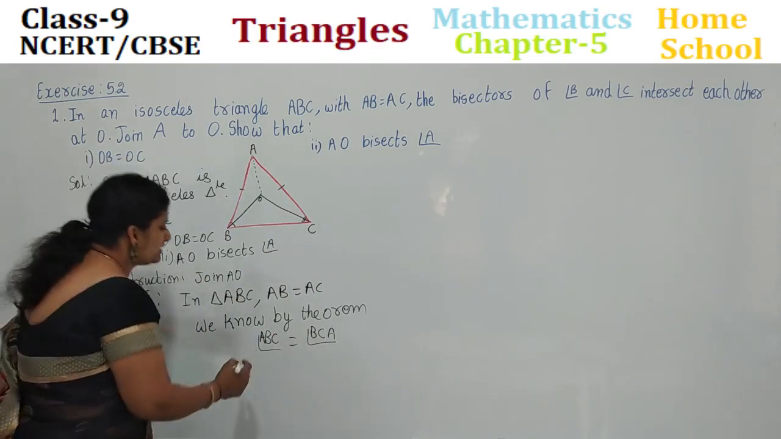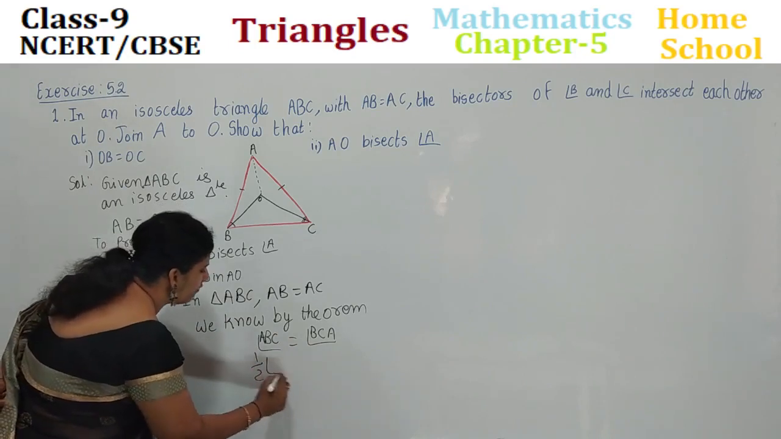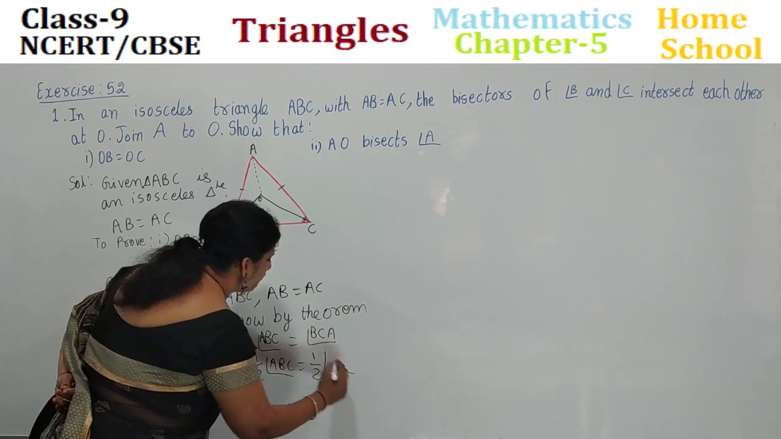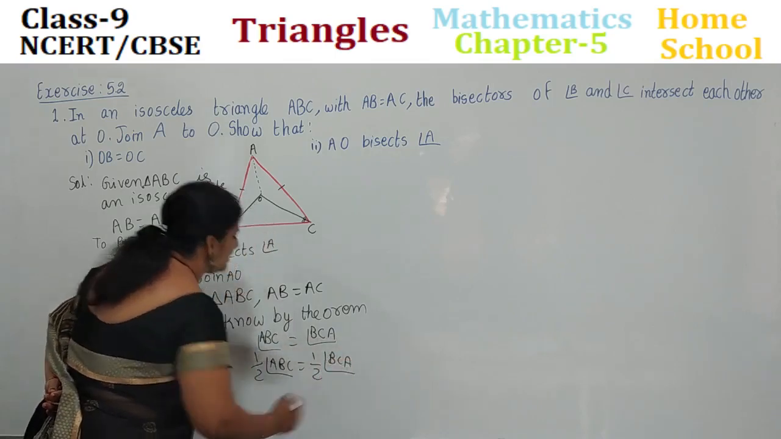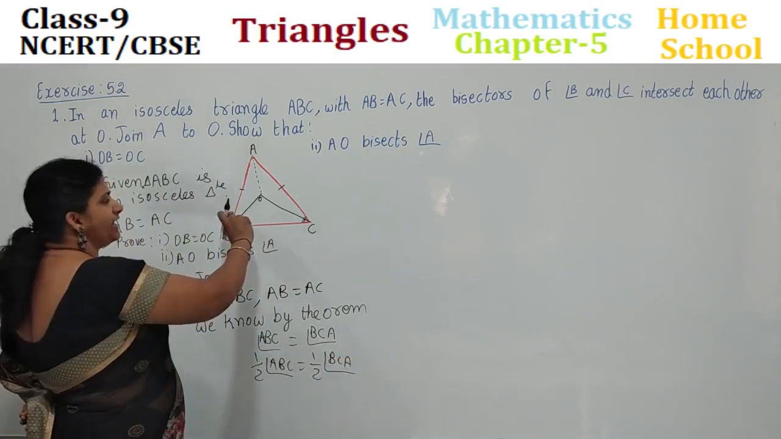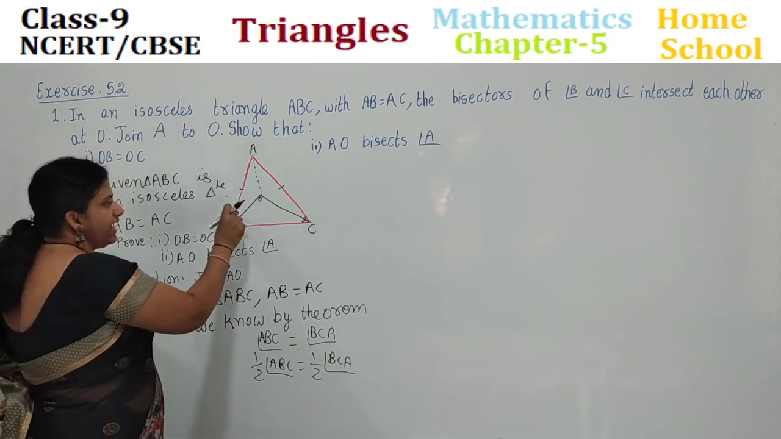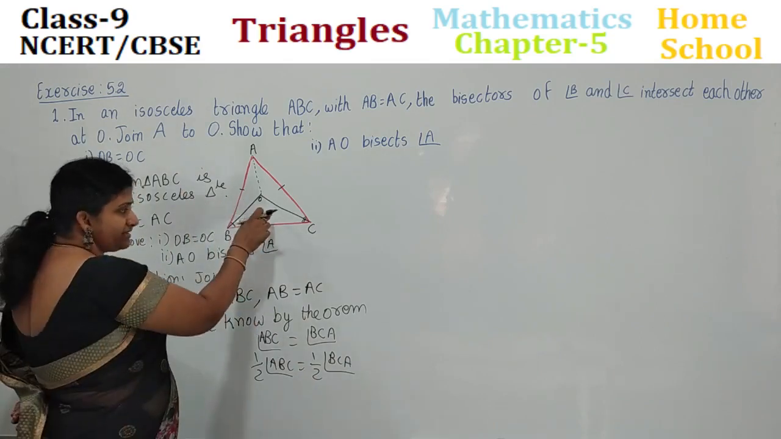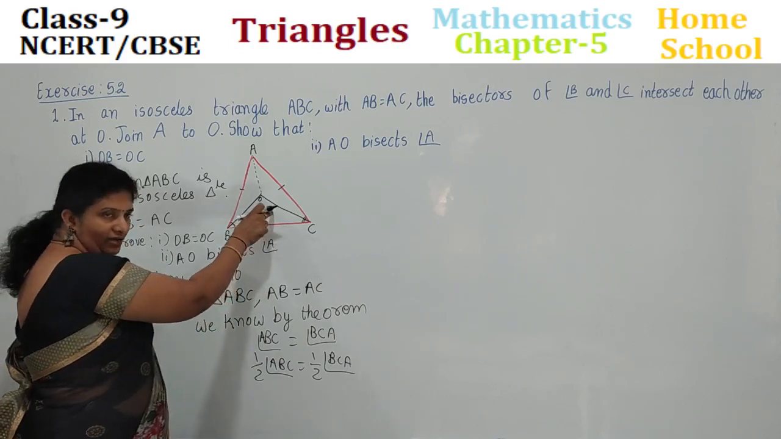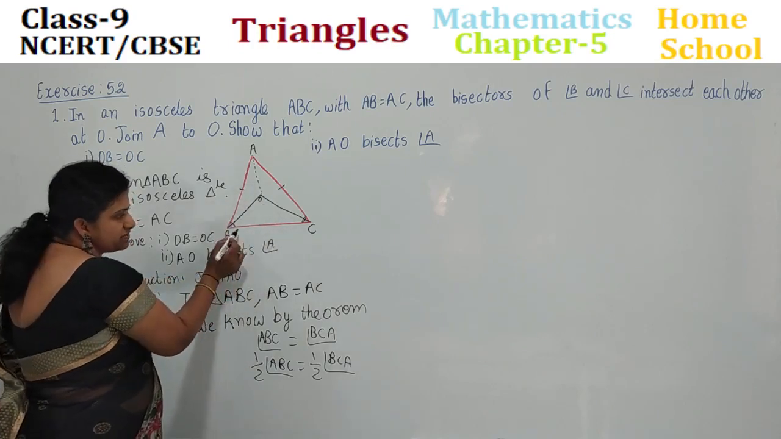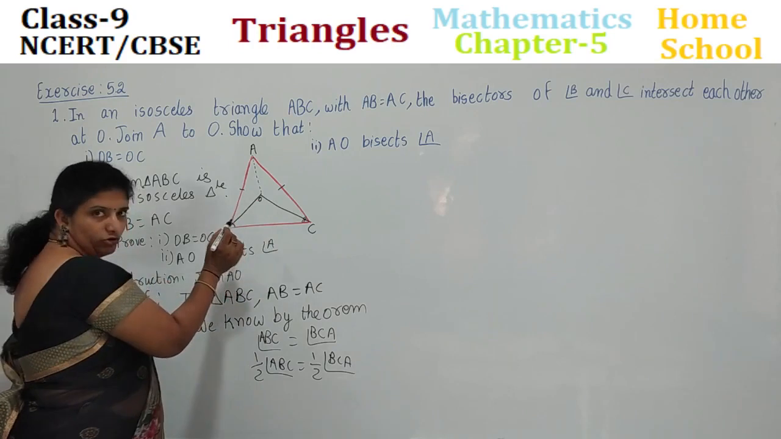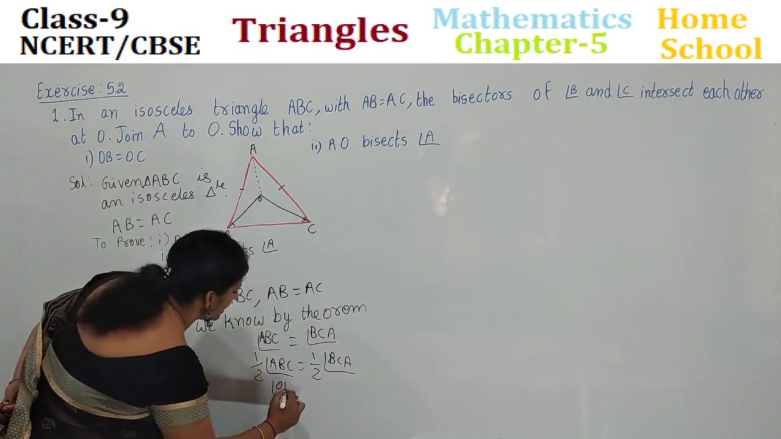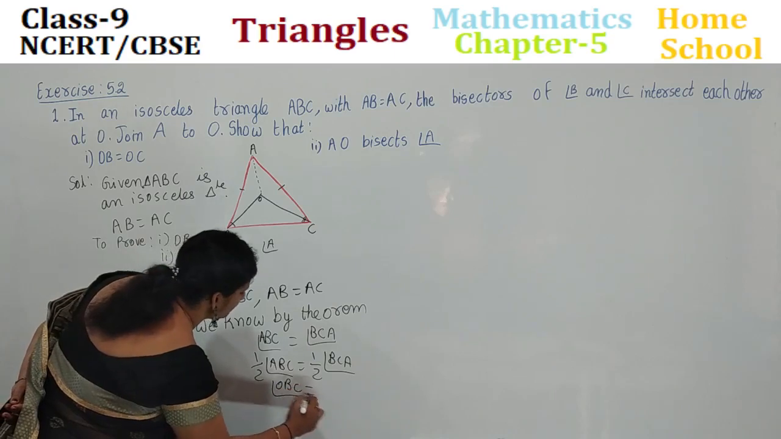Now, what is half of this? Half of angle ABC is equal to half of angle BCA. Half of angle ABC, when I say, either this part you can take or this part you can take. Your wish. Now next I am going to consider this triangle, right? So I take only this part. Observe here, children, carefully. This part I am going to take. Half of angle ABC, I write it as angle OBC.